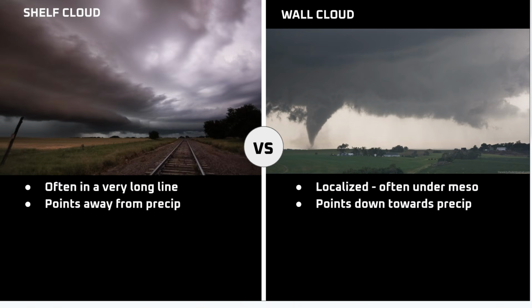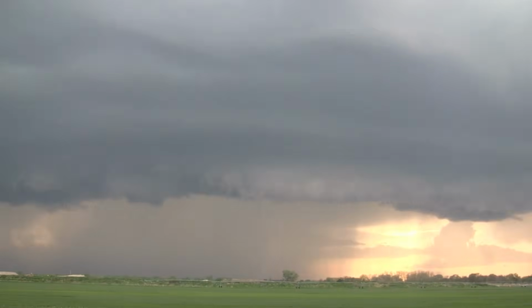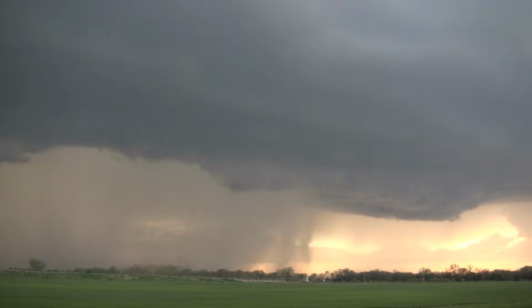The second thing is the shelf clouds will point away from the precipitation. This little zone you see here is actually the rain coming down. Behind it, sometimes you'll see lightning, and you'll see this kind of pointing away. As you can see, it's moving in the opposite direction of the precipitation. You'll often see this shelf or arc type of look that'll be pointing down and away from the precipitation.